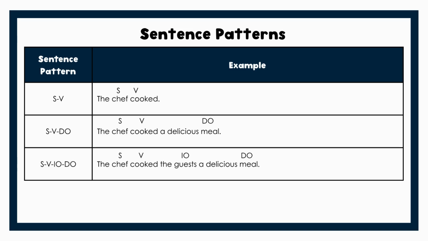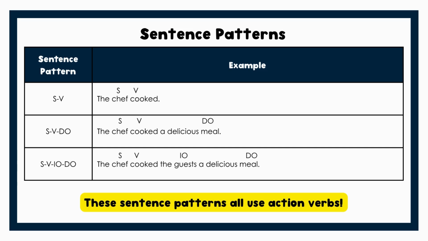The third sentence pattern that we will look at is the subject-verb indirect object direct object pattern. Remember that indirect objects receive the direct object itself. We've added on to our previous sentence to say, the chef cooked the guests a delicious meal. We know our subject, chef, our verb, cooked, and our direct object, meal. To figure out our indirect object, we can ask, the chef cooked a meal for what or whom? The answer here is guests, which means that guests is our indirect object.